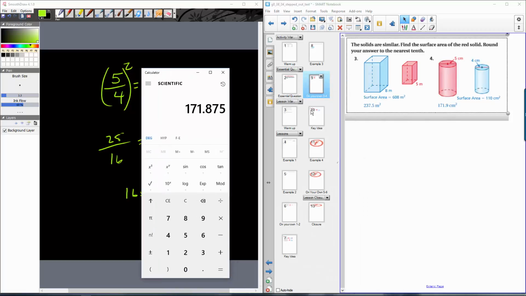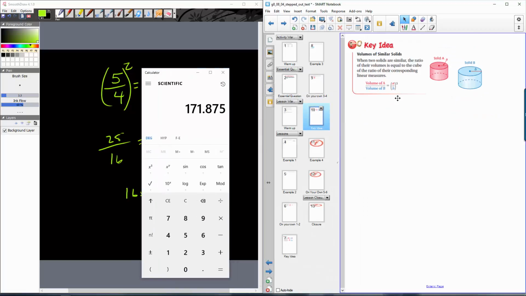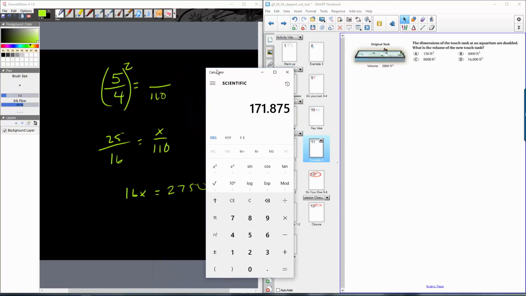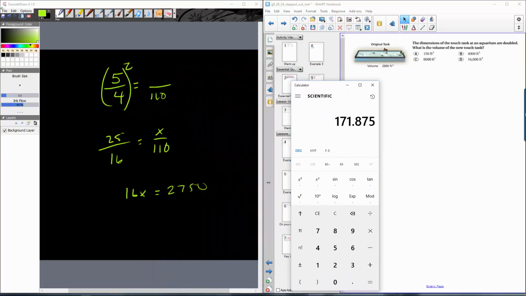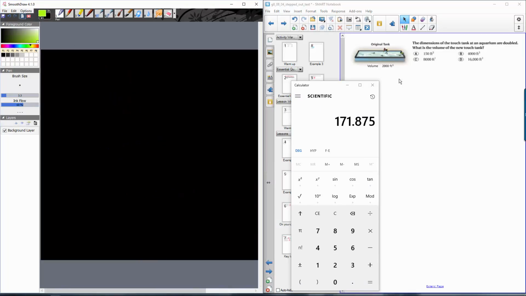So how do you think that changes if I now do volume? Volume, of course, is three-dimensional. So instead of having, like I did before, where I square it, I'm now just going to cube it. So an example, it says here that the dimensions of the aquarium are doubled, right? So if I look here, that means that I'm going from 1 over 2, right? I'm doubling it. And then my original volume is 2,000 over x.